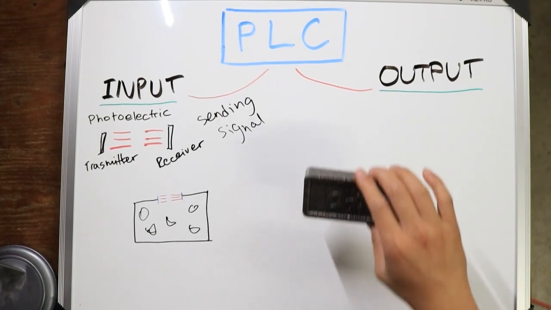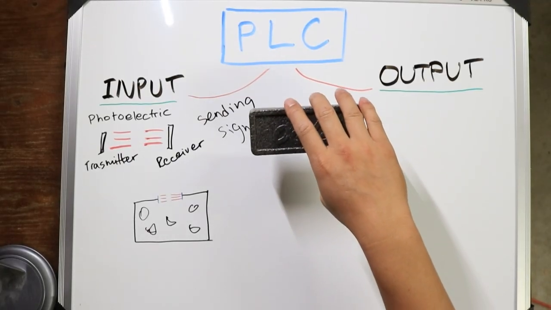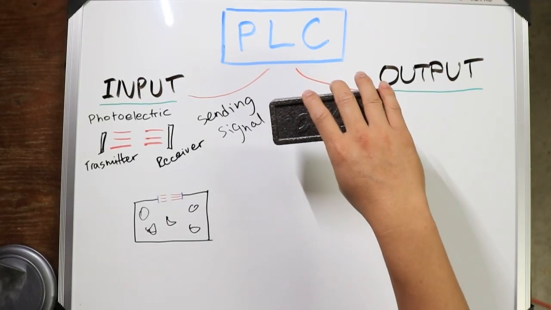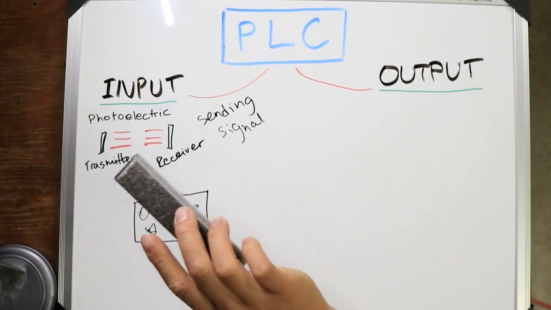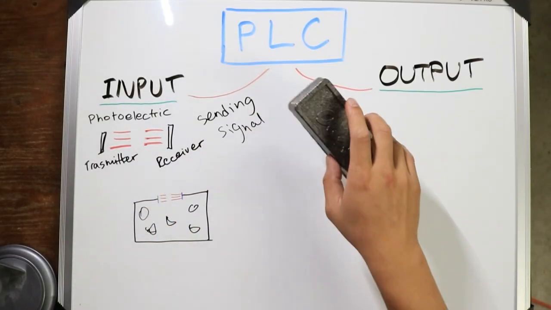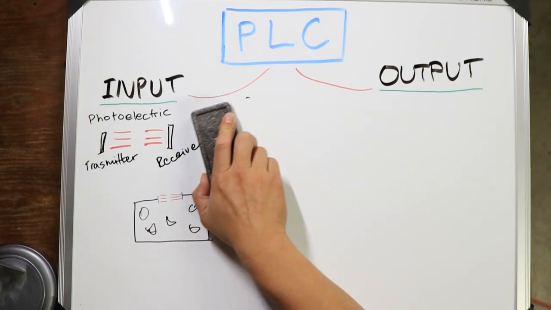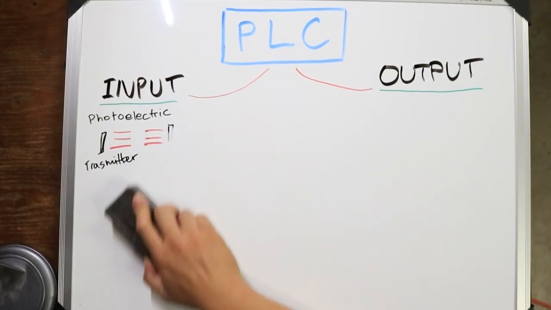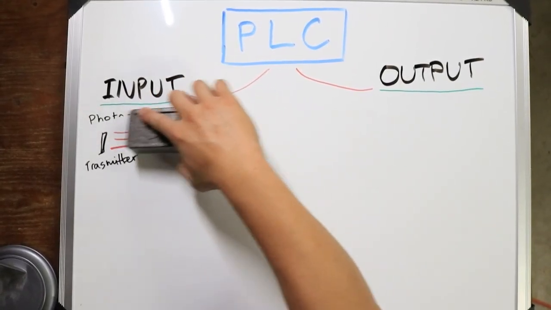Okay, photoelectric sensor, mainly used for safety because it's normally on. If you break it, it will turn off. So that is a photoelectric sensor.